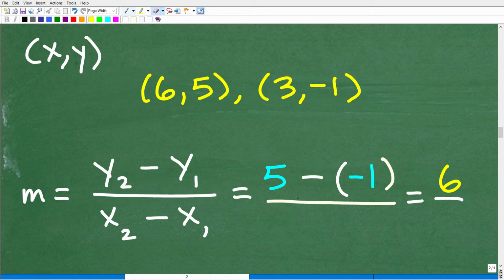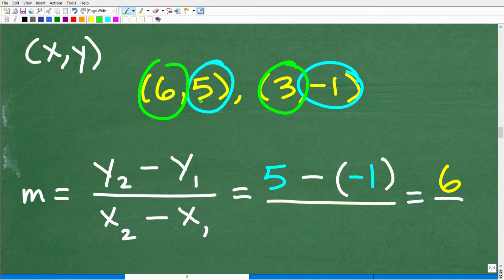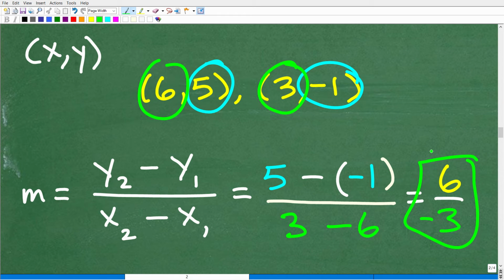Okay, so let's just keep this part of the problem. Let's say I'm going to go ahead and follow the formula. I'm going to subtract the y's. So 5 minus -1, no big deal. And then I'm going to subtract the x's, and these are the x's right here, 6 and 3. But I'm going to go this way, 3 minus 6. So 3 minus 6 is what? Well, that's -3. So if I do this, 6 divided by -3, I'm going to end up with -2. That is wrong. The slope is positive 2.